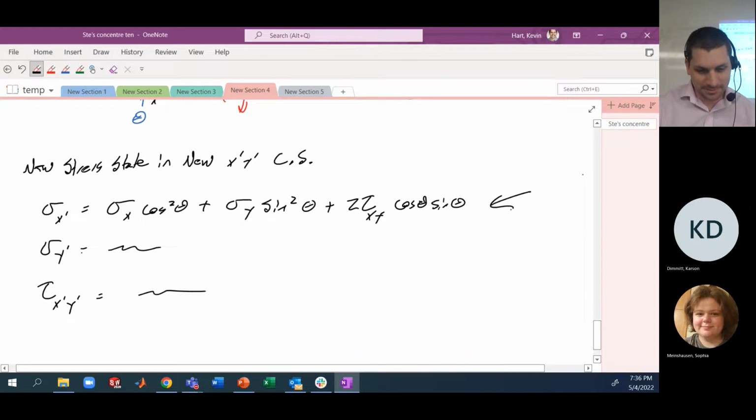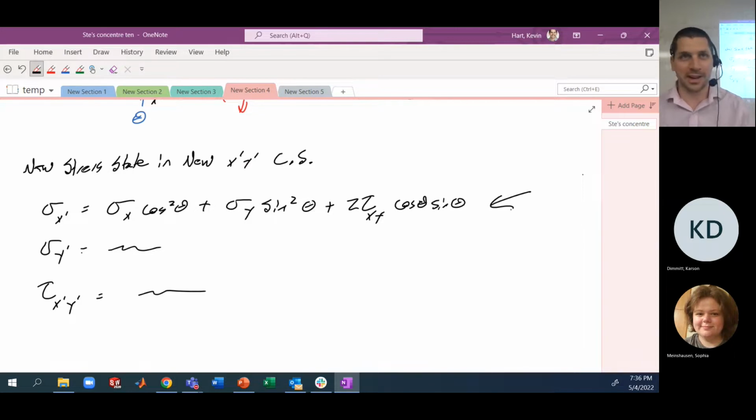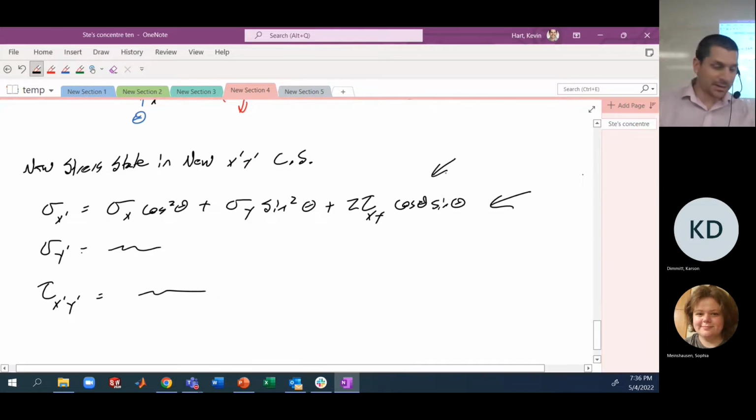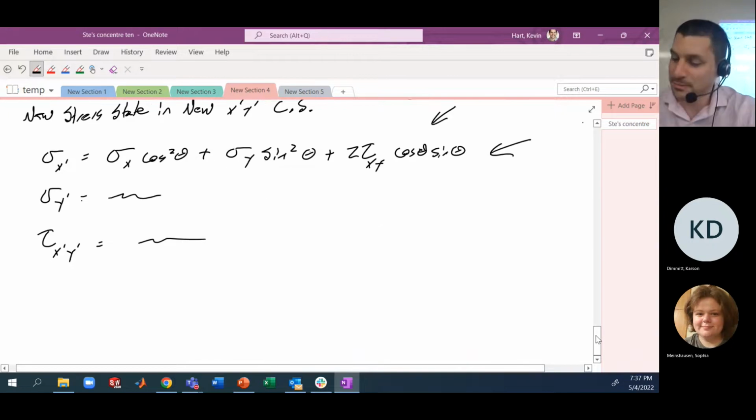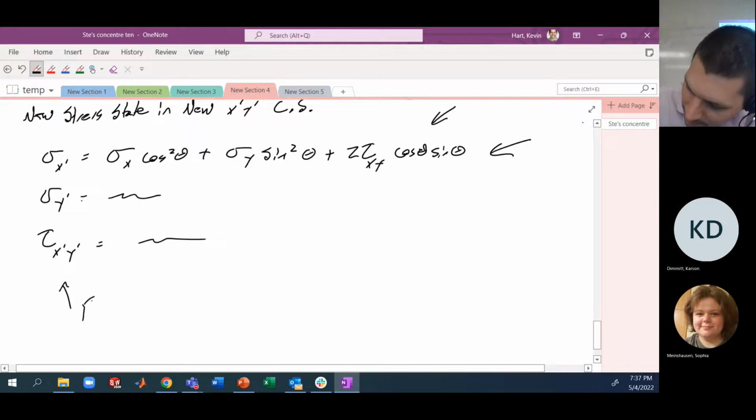They're functions of theta that utilize constants that we've already determined in the xy coordinate system. So sigma x, sigma y, tau xy, these are constants now. And our new sigma x prime, sigma y prime, tau x prime y prime, these now are alternate stresses in alternate coordinate systems, which are a function of theta, which is just a variable that tells us what our rotation angle is between the coordinate systems. So these guys here are functions of theta.